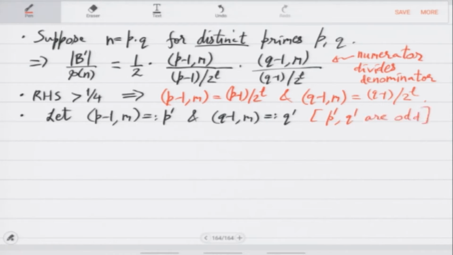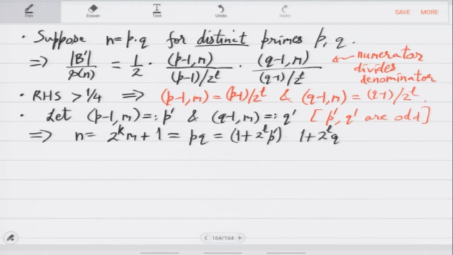Because m is odd. So p minus 1 is 2 raised to L times p prime, and q minus 1 is 2 raised to L times q prime. And n is 2 raised to k m plus 1, but n is also p times q. So p is 1 plus 2 raised to L p prime, and q is 1 plus 2 raised to L q prime, right?